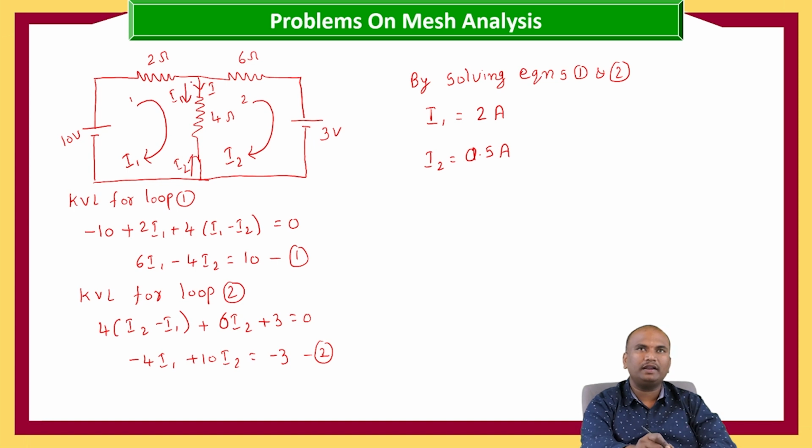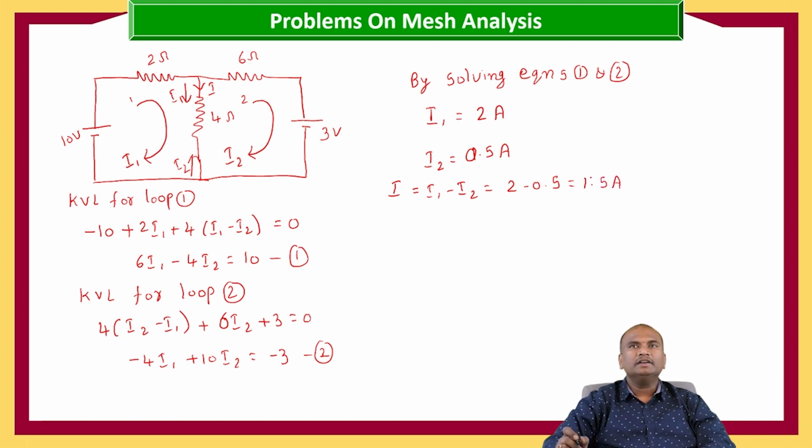Here we need to calculate the current flowing through 4 ohms in this particular direction. So I equals, in this particular direction, that is in the downward direction, I1 is the current in the downward direction, I2 is the current in the opposite direction. So I equals I1 minus I2, which equals 2 minus 0.5, which equals 1.5 amperes. This is our current flowing through the 4 ohm resistance.